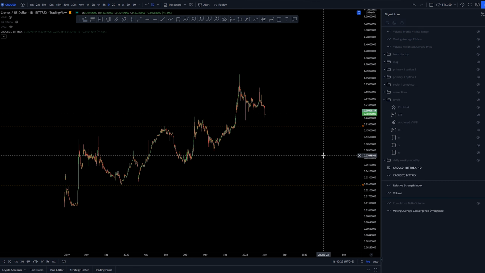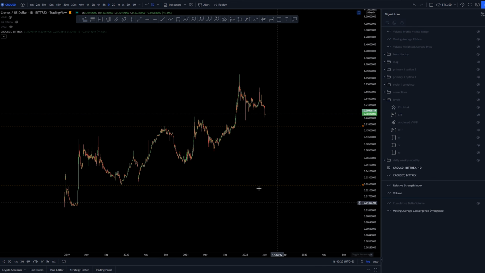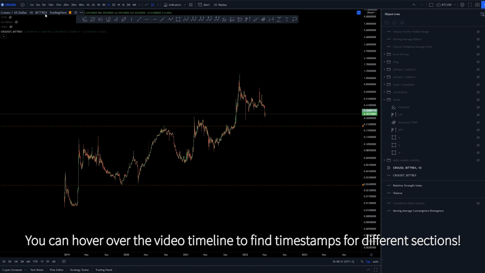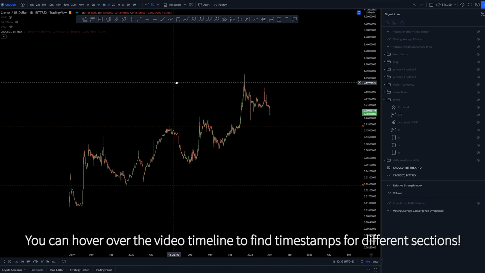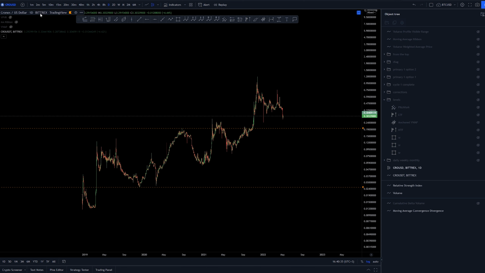So let's get going. This chart is on logarithmic scale, currently on the 1 day time frame, and again from Bittrex as it has the most history. Now a word of caution before we start: because Bittrex is Bittrex, there's loads of wicks. And due to this, Elliott Wave is really hard to apply.